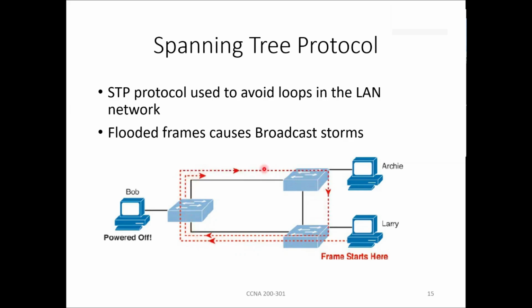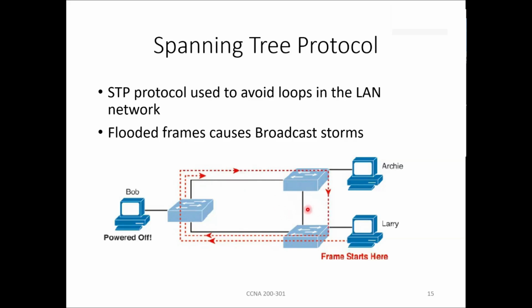But this creates a loop, and that's why we have Spanning Tree Protocol. Spanning Tree Protocol uses some methods, and with those methods, it blocks the redundant link. That means, let's say this switch has one link and another link. Spanning Tree Protocol will block one of the redundant links based on some factors.